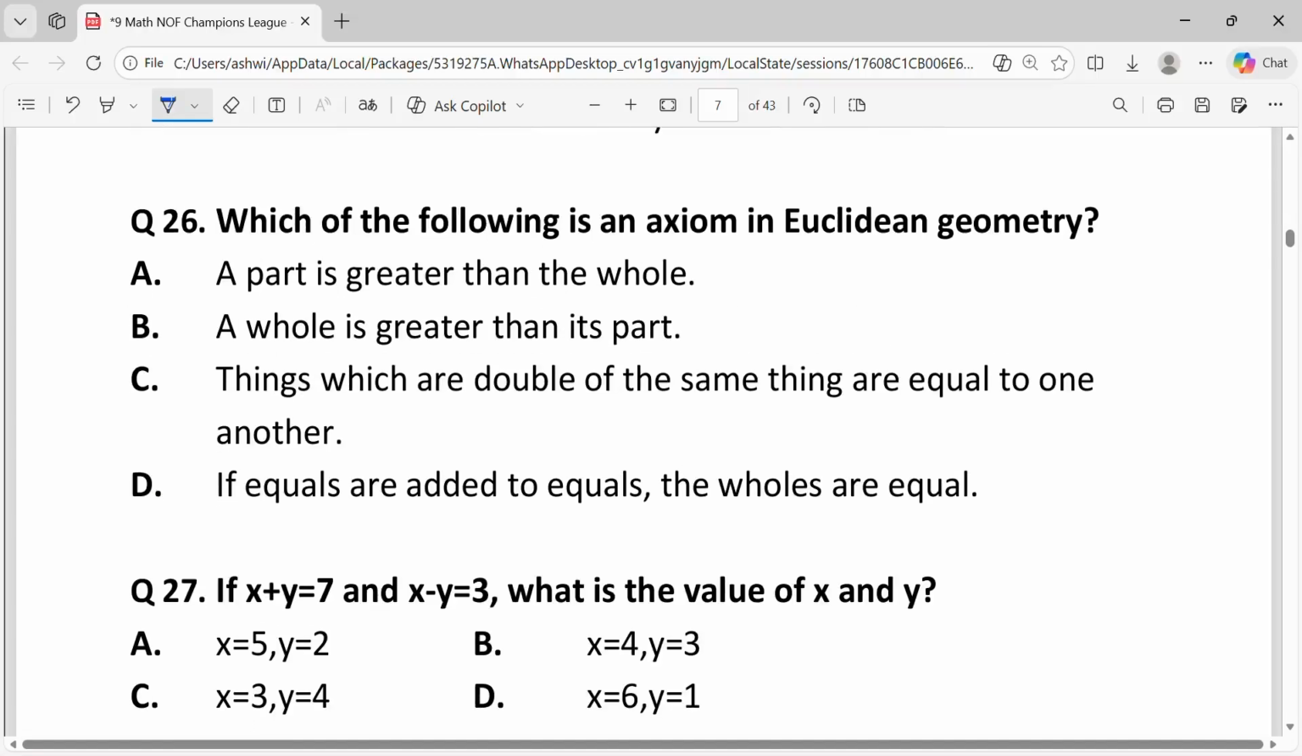Question 26. Which of the following is an axiom in Euclidean geometry? The answer is B. A whole is greater than its part. Euclid's axioms, or common notions, are general statements that are self-evident and apply across all of mathematics, not just geometry. This specific axiom, common notion 5, states that a whole is always greater than any of its individual parts.